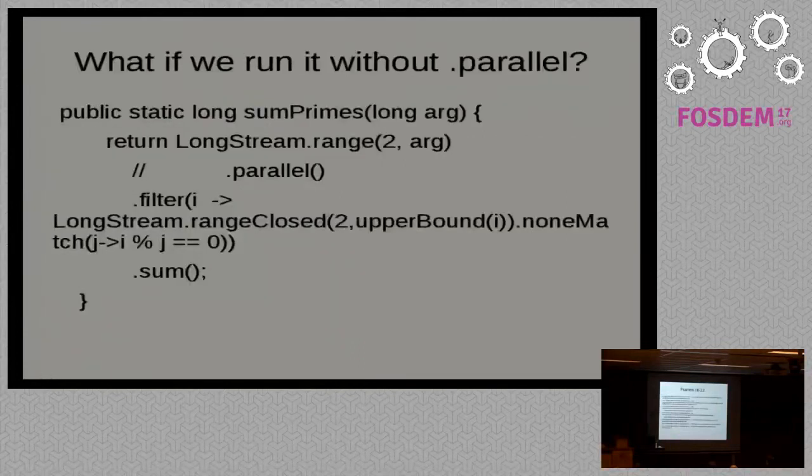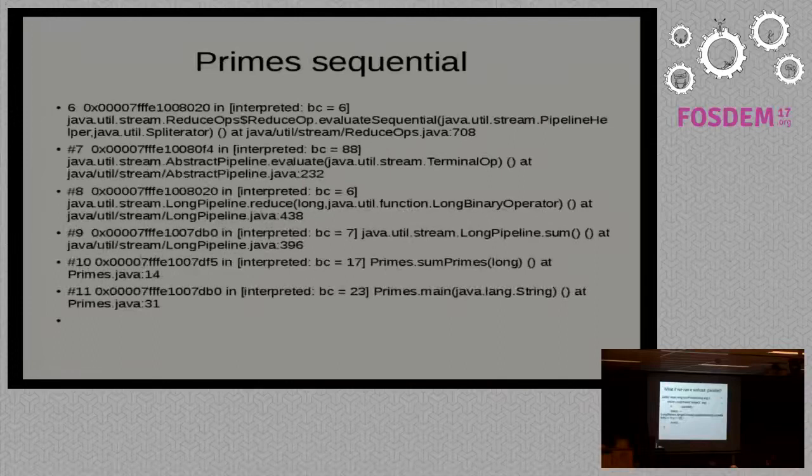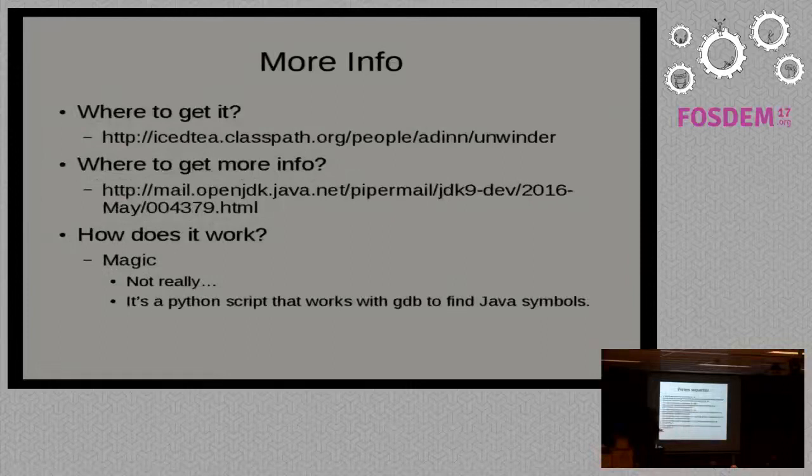In here, you can see all the interpreted methods, because these are only getting executed once. And you can comment out the parallel, and you can look at the GDB output and see that, in fact, you're up here to evaluate sequential, and you never go to the ForkJoin stuff. So, yay, that's cool. Where can you get it?